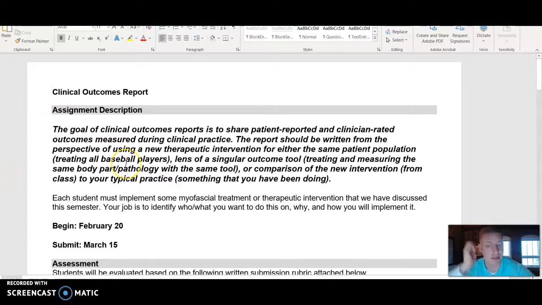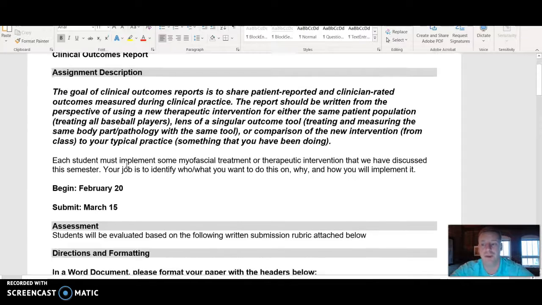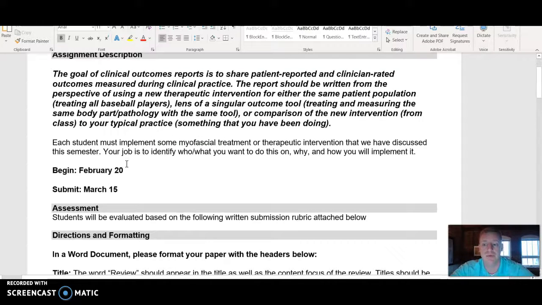So first, your job is to identify who you're wanting to do it with, when you're going to do it, and why, and how you'll implement it. The goal is to start around this week and submit by March 15th. The reason for the process there is that you need to collect this on multiple patients. This should not be done in 1 to 2 days.